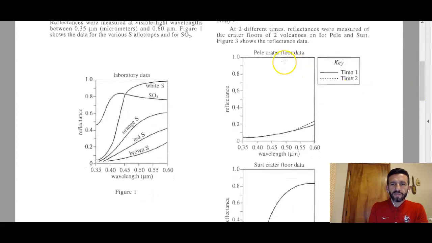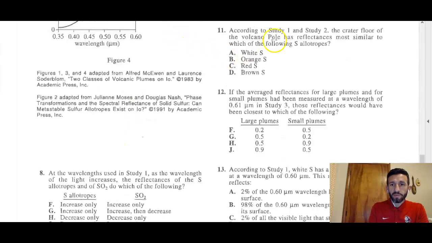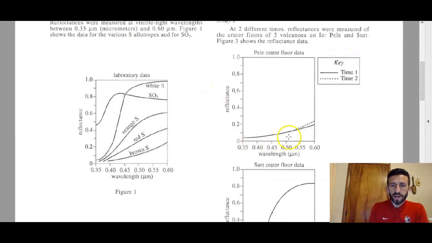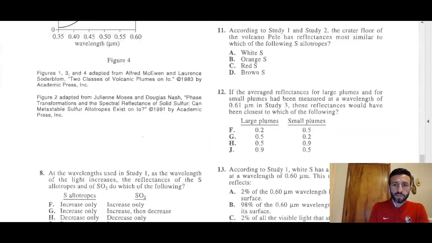So when I look at the graphs, here's something about Peale, okay? Right there. So when I look at this, it just seems to go in this gentle upward curve. Now, which of the allotropes matches? Because that's what the question was asking, remember. I'm looking for Peale, and then which allotrope is most similar to it? Well, this upward gentle curve is going to be most similar to brown sulfur. So I look at my answers, brown sulfur. There it is. It's as simple as that.